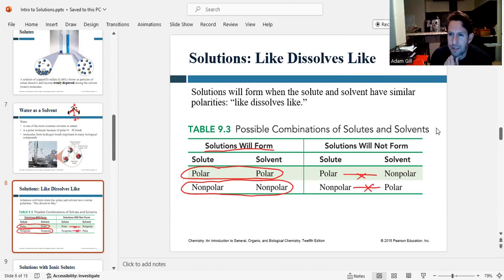And so most textbooks use this term like, dissolves like. I don't really like that term, but what they're trying to say is that if you have the same type of intermolecular forces, things will mix. So if you both have hydrogen bonds, you'll mix. If you're both nonpolar, you'll mix. So let's take a look at a few examples of this.